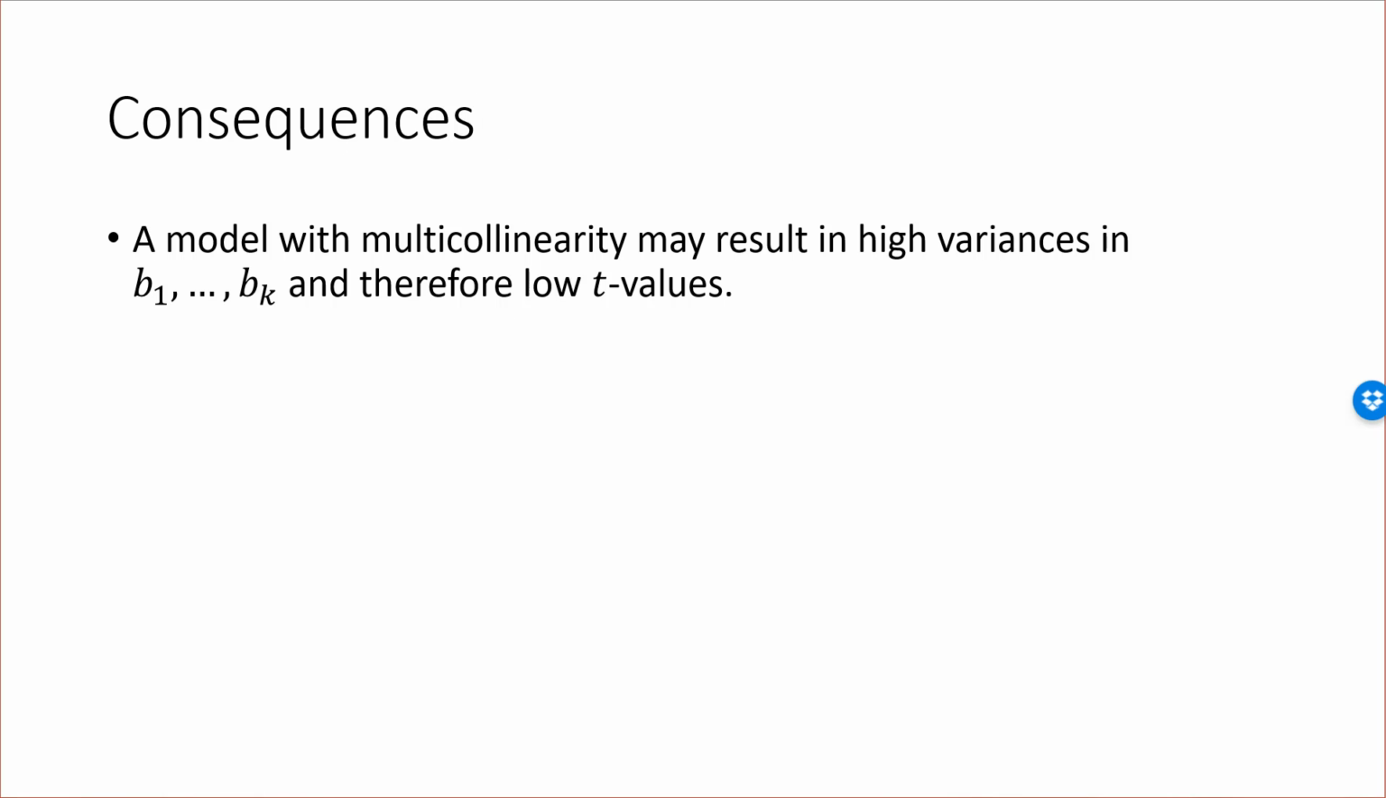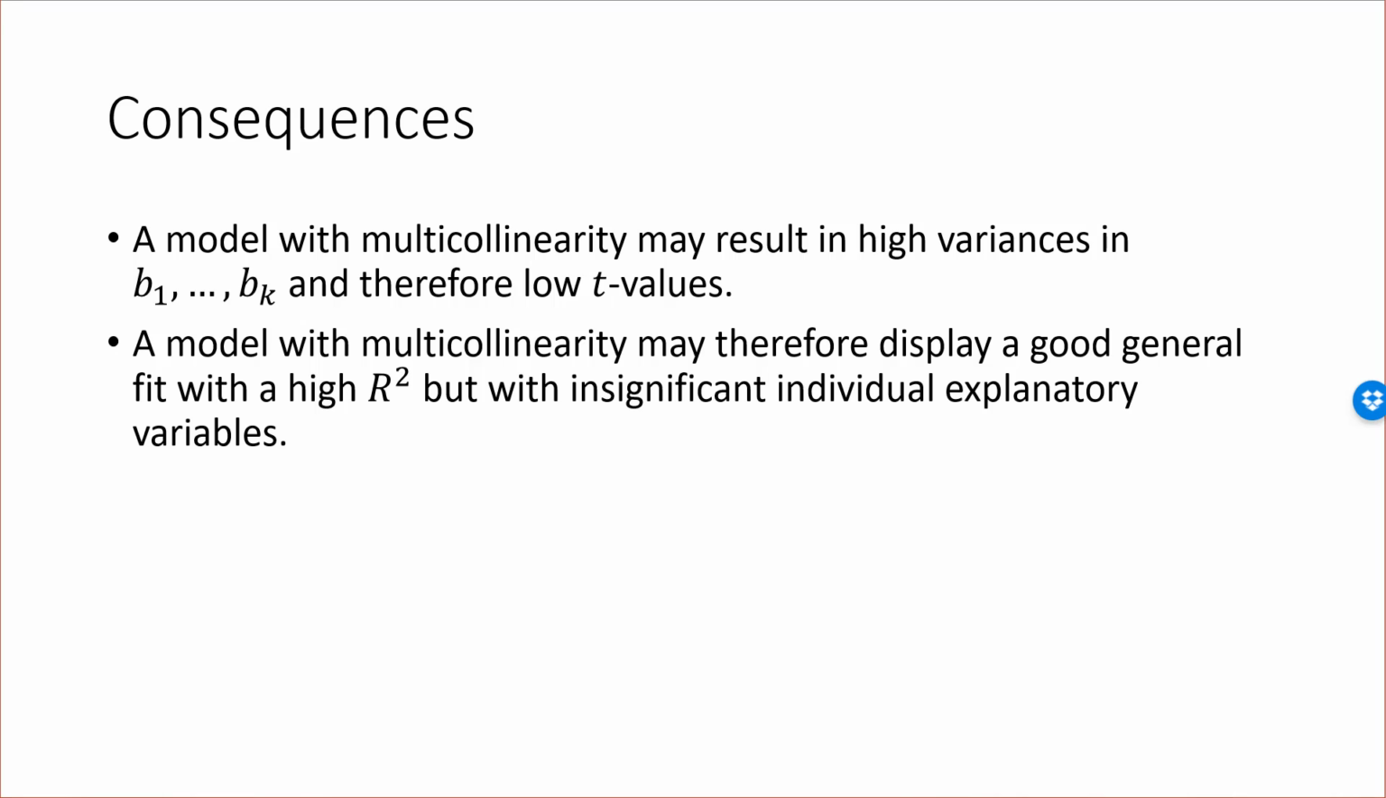Here's the second important point about multicollinearity. When we have multicollinearity, the variances tend to be high, which means that each individual x variable on its own may be really insignificant, but together they can be highly significant. So when they work together, they can actually create a very good fit with a high R square, but on their own, they're typically insignificant.